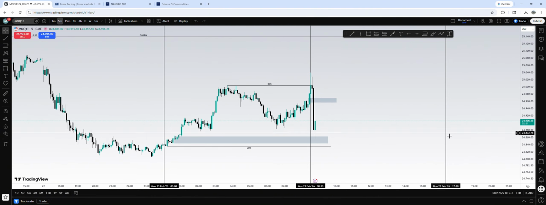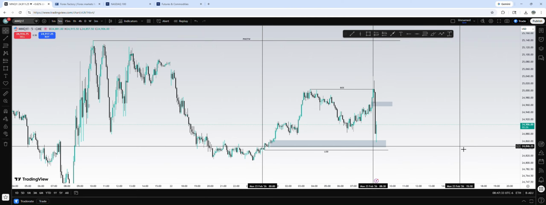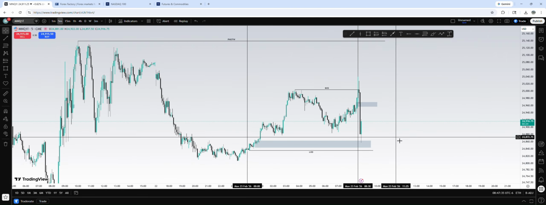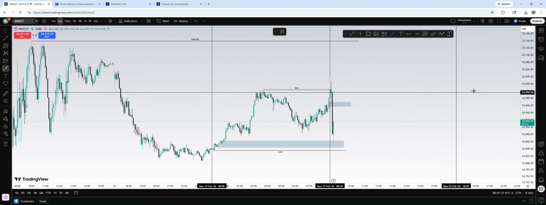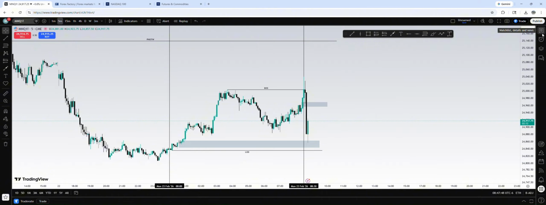So again, we have to wait for these candles to close. We have to wait for us to get closer to 9 o'clock in order to see if we're going to get any significant momentum for the day. But as of right now, I can't take anything because, again, we're stuck between higher time frame liquidity and lower time frame liquidity.